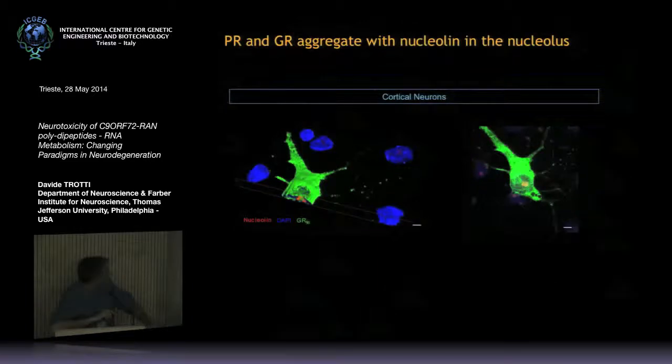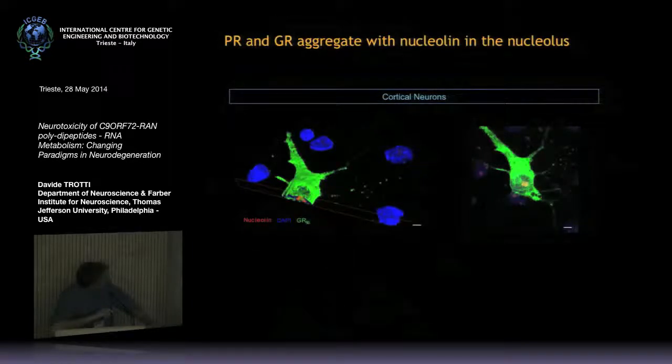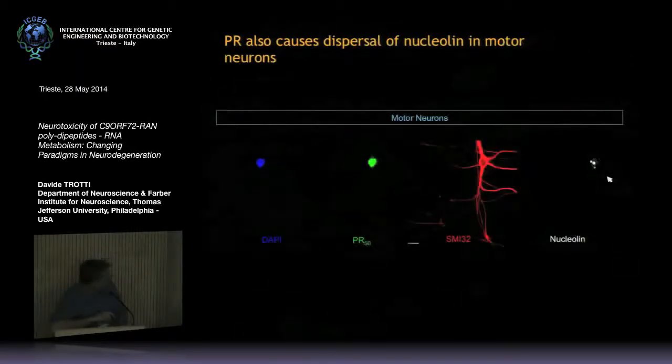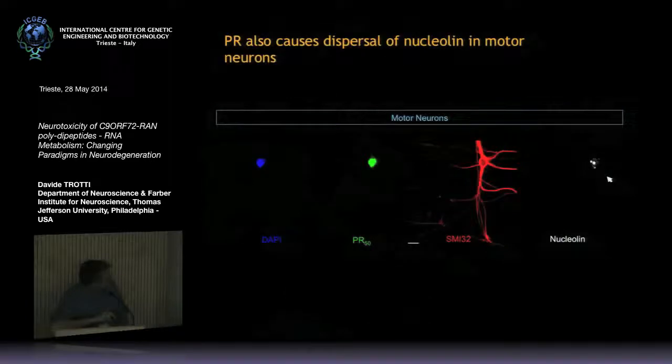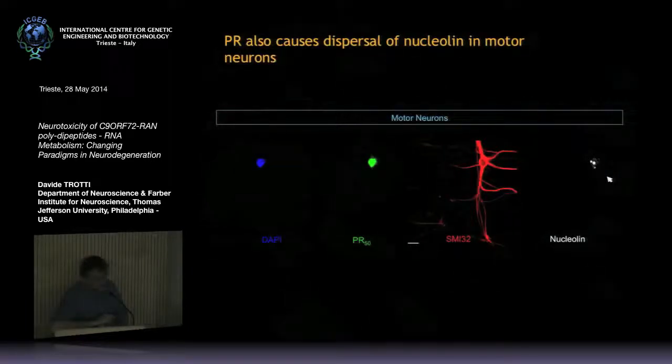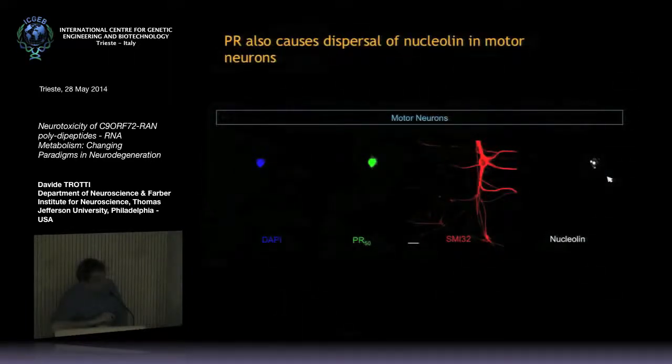These are the GR50 data. You can see the cytosolic localization, but if you slice through the cells, the cortical neurons, you would see the same aggregation pattern: the GR aggregates in the middle, and nucleolin in the nucleolus aggregating around it. So similar to PR. We also observe a dispersal of nucleolin, and we happened to see it in the mononeurons. This is a PR expressing mononeuron. You can see here that nucleolin is dispersed. So it's another, again, sign of nucleolar stress response.